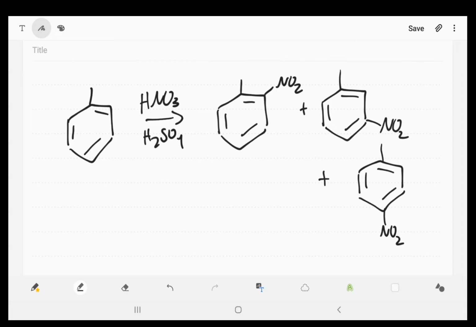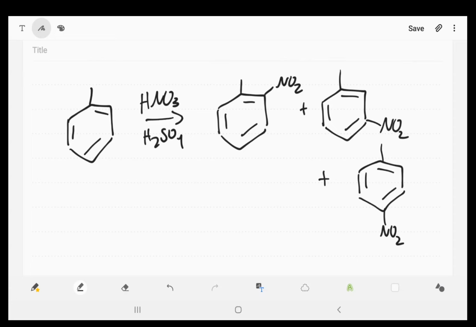Ortho is preferred electronically but not sterically, because that methyl group is presumably blocking things, but it's a small group, so it's not as strong as something like, say, a t-butyl group. And then just remember also that ortho, there are 2 ortho positions, right? Just like there are 2 meta positions, but there's only 1 para.